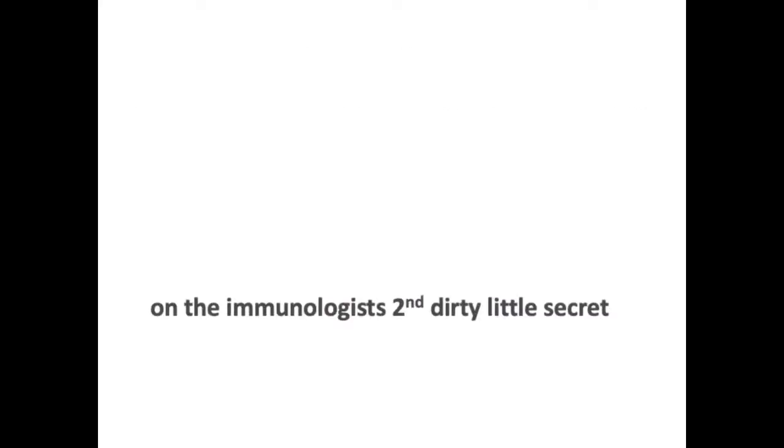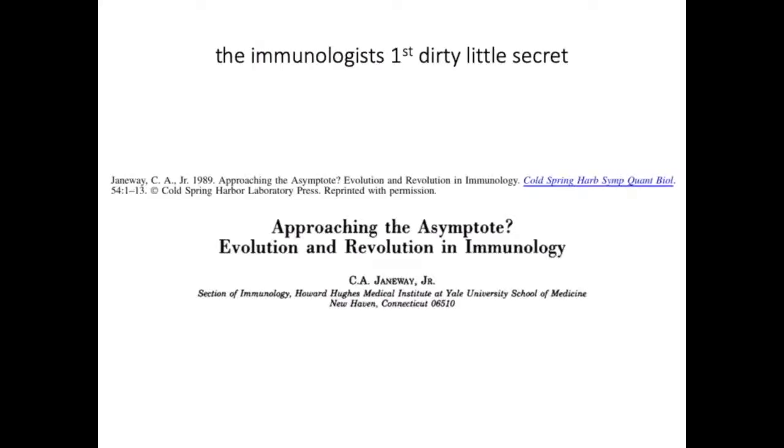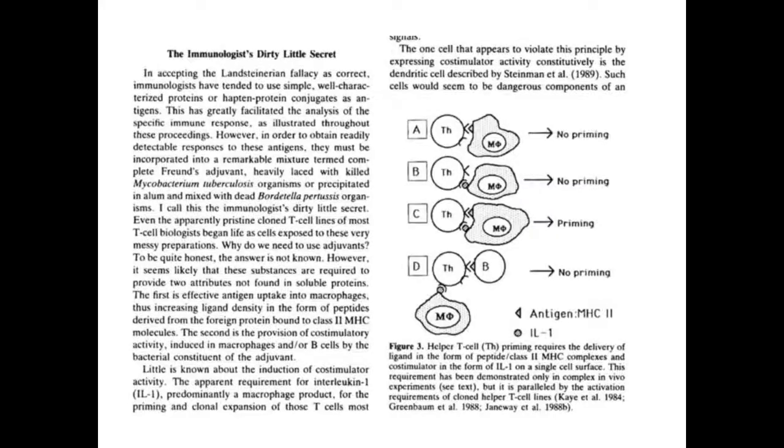So this was the starter for thinking about what these results mean. And I'm going now to discuss how we interpret it, which is that there is a second immunologist's dirty little secret that has been ignored so far. Why a second? Because, as you all know, there was a first dirty little secret that was outlined by Charlie Janeway in a famous conference at the Cold Spring Harbor meeting.